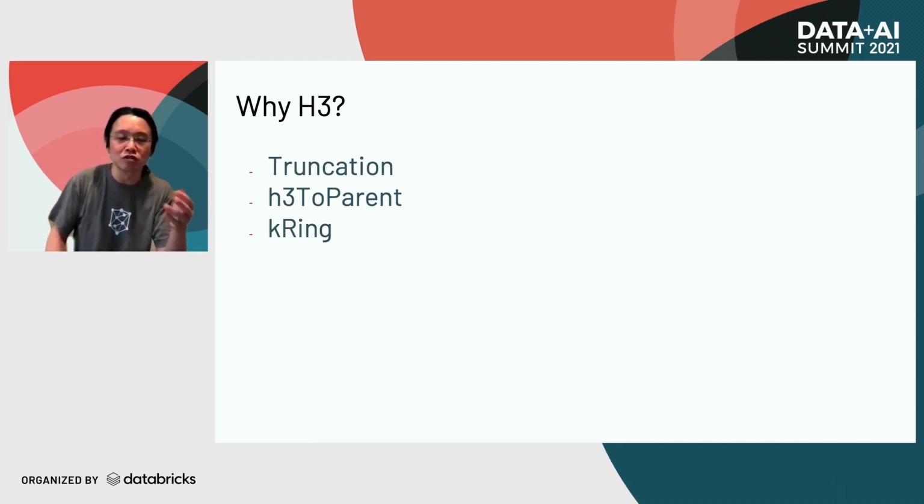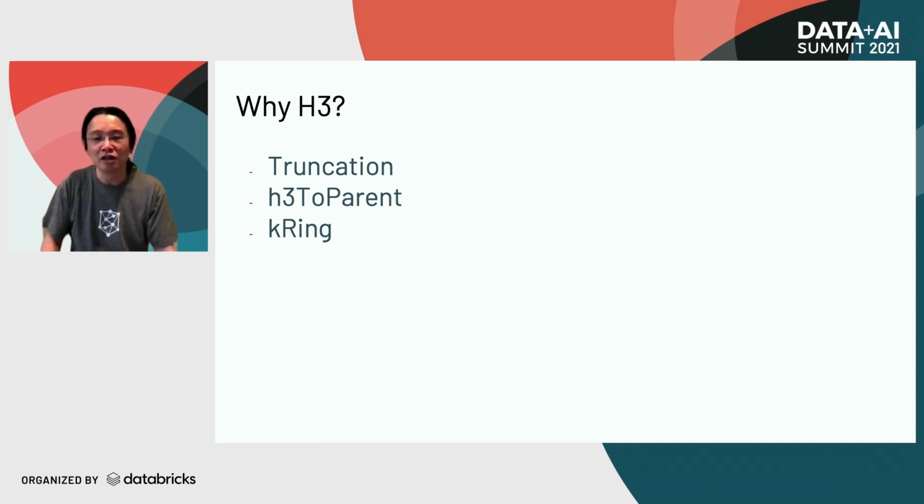Another approach is you look at something like k-ring. What that means is you take the hexagon in the middle and then you map out all the surrounding hexagons around it. So this is a great way to look at proximity and do vicinity analysis. So leveraging H3 is perfect for these kinds of things.